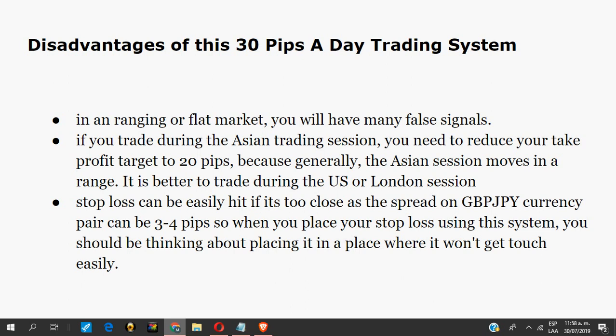The stop loss can be easily hit if it is too close, as the spread on the pound-yen currency pair can be 3 to 4 pips. So when you place your stop loss using this system, you should be thinking about placing it in a place where it won't get touched easily.